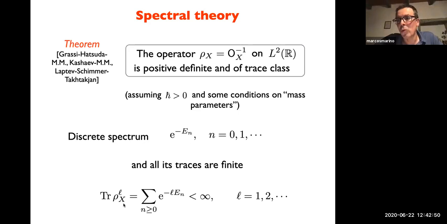These are the kind of properties that, for example, a density operator in quantum mechanics should satisfy. Some of these properties were conjectured by us, then they were proved. Reinaud Kashaev and I proved some of these properties for many cases, and then Takhtajan, Lachter, and Schimmer also proved some of these properties in quite general cases.